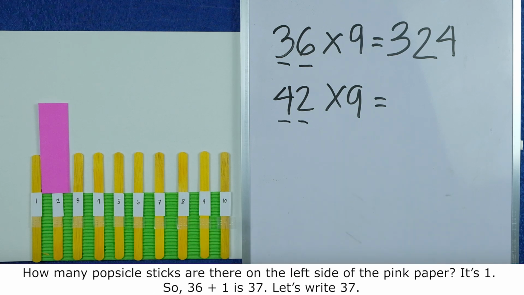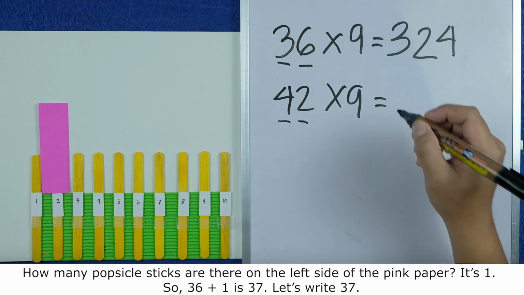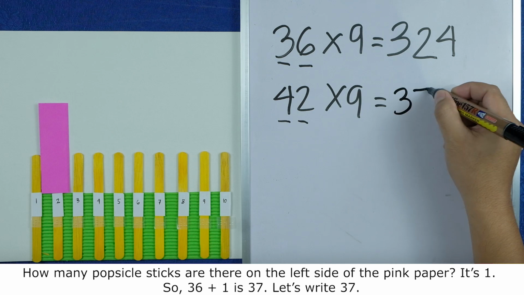How many popsicle sticks are there on the left side of the pink paper? It's 1. So 1 plus 36 is 37. Write 37 on the board.